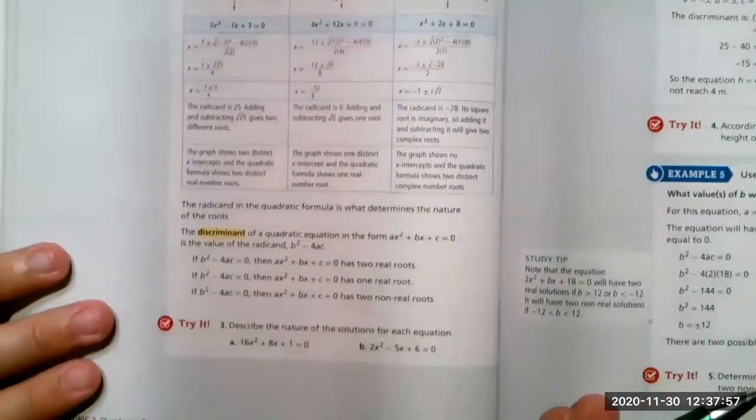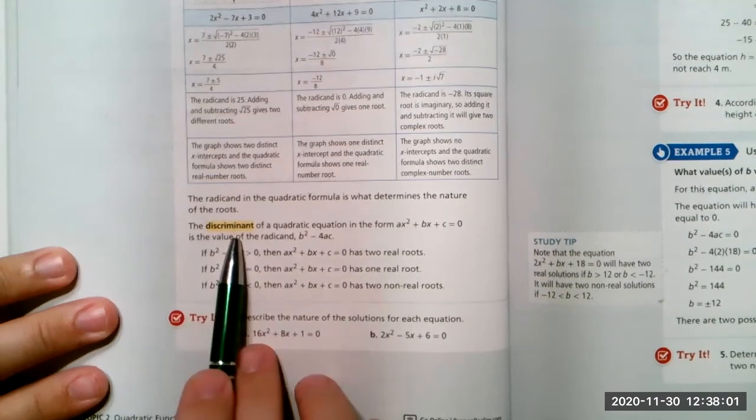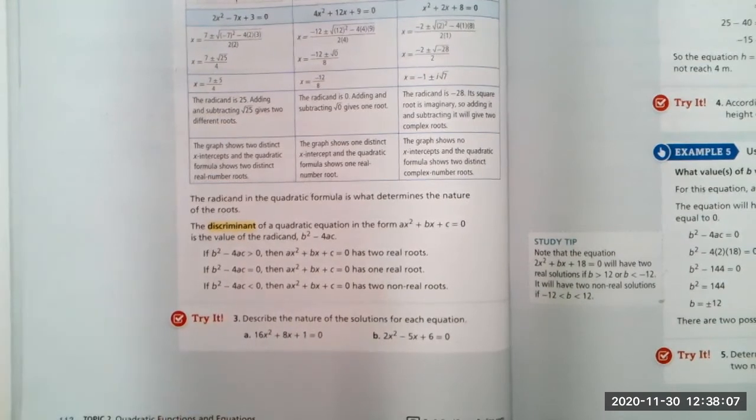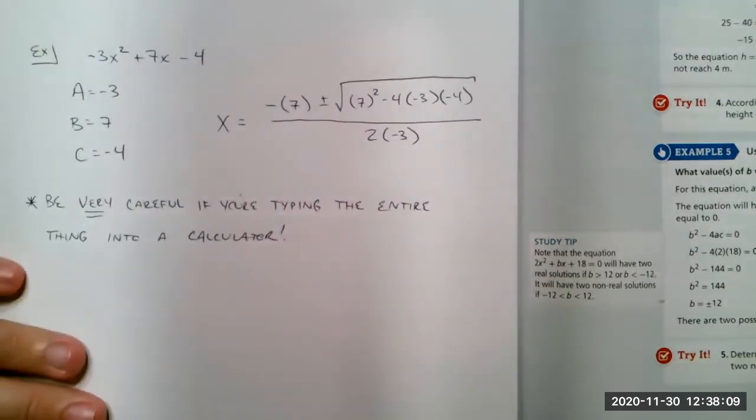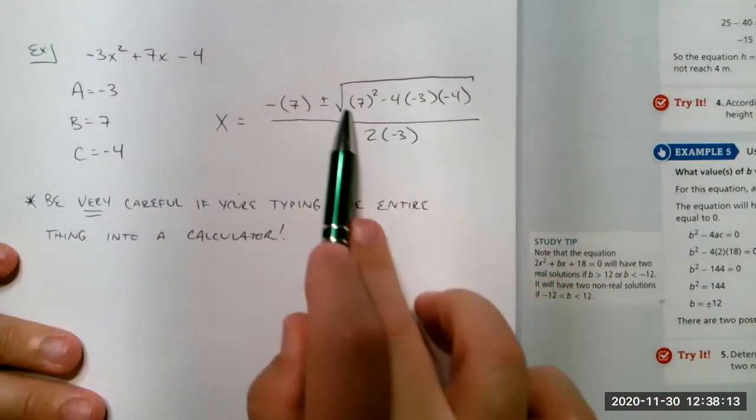The cool thing that it's telling you down here is what they're talking about is a piece of the quadratic formula, and it's called the discriminant. So the discriminant is the part that's underneath the radical. So let me take this example here. This part that's underneath the radical, that's what they call the discriminant.